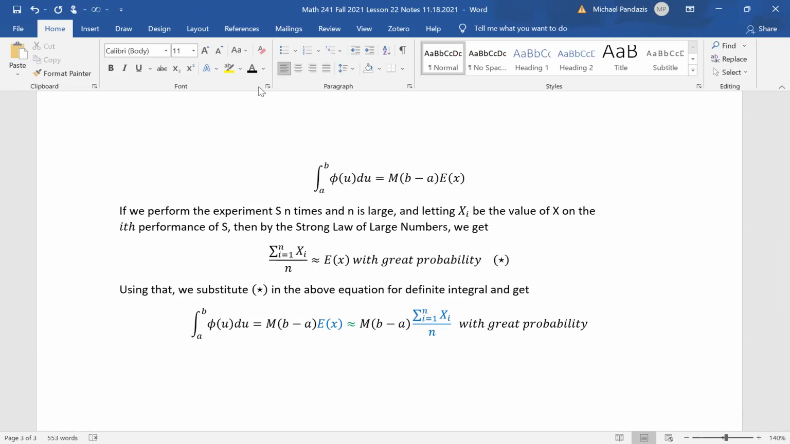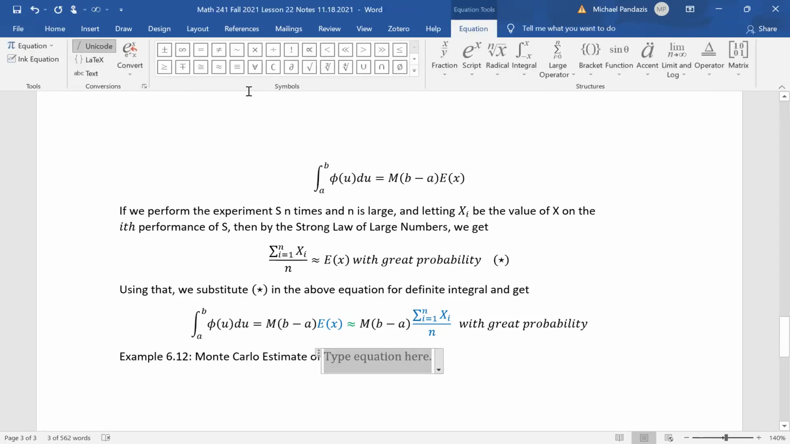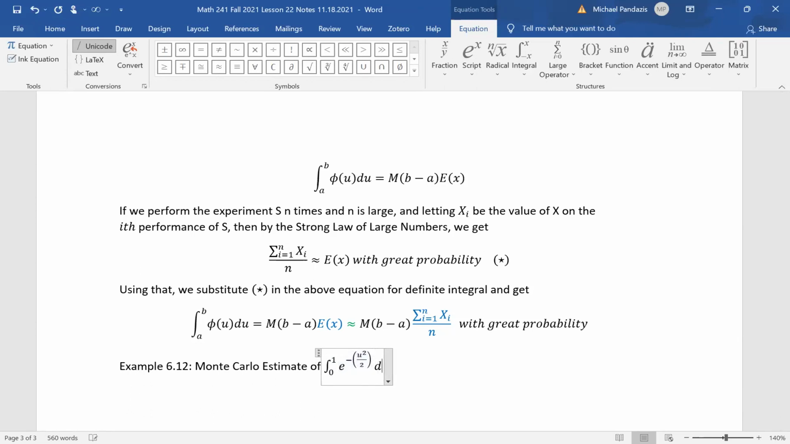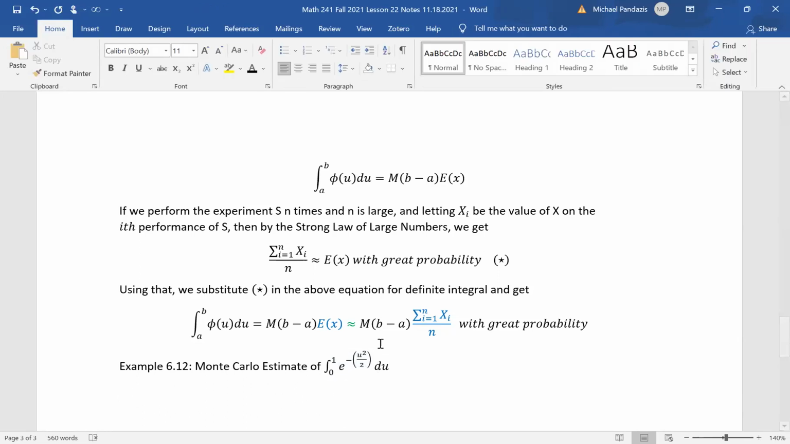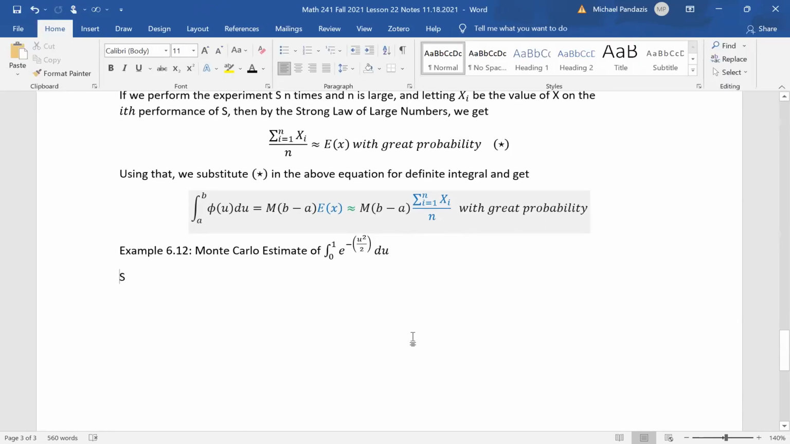Okay, so this is an approximation of the definite integral. This is called the Monte Carlo estimate method. So in example 6.12, we are applying the Monte Carlo method to estimate, so this is a Monte Carlo estimate of this definite integral: the definite integral from 0 to 1 of e raised to the negative u squared over 2 du. Okay, so we want a Monte Carlo estimate of that definite integral.